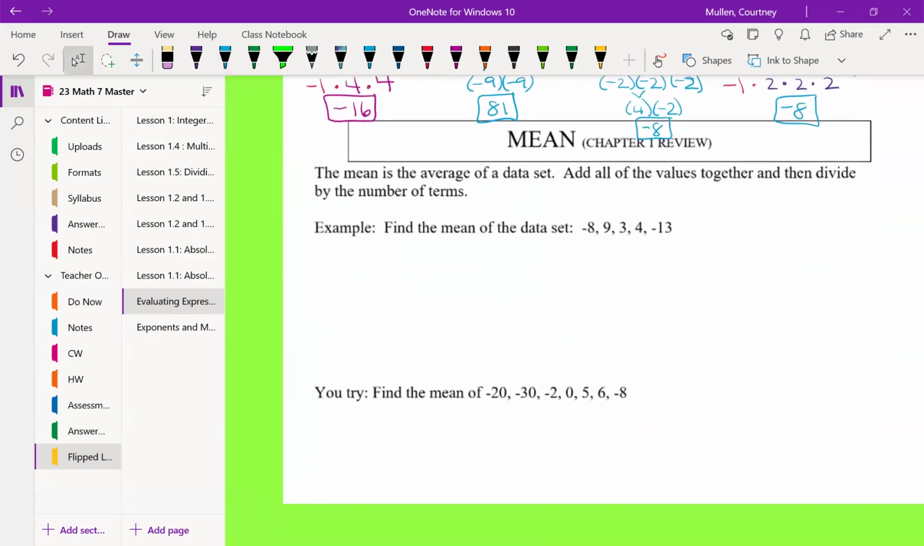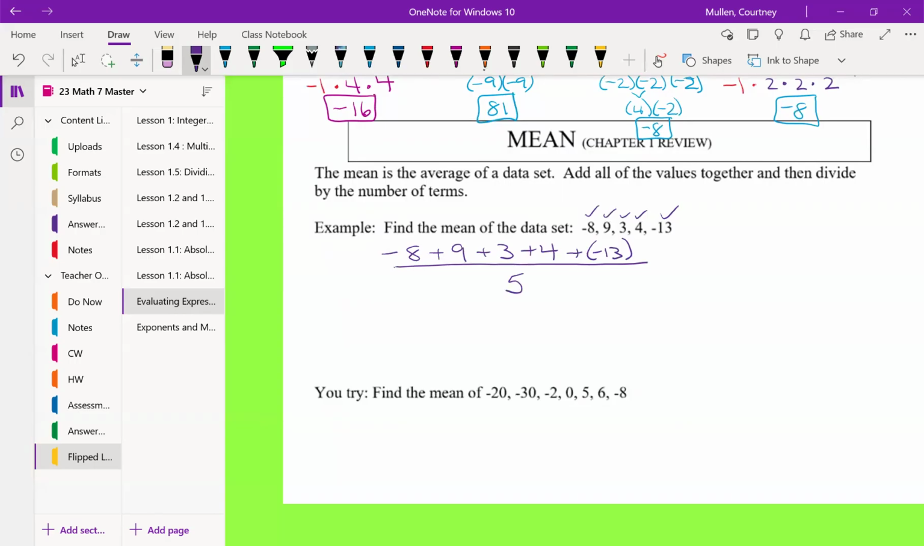Last review topic is finding the mean. The mean is the average of the data set. I'm pretty sure you're familiar with this. So add all the values together, then divide by the number of terms. So we're going to do the example together, and then you're going to try the you-try problem on your own. So find the mean of the data set. So first I'm going to add all the numbers in my data set. So negative 8 plus 9 plus 3 plus 4 plus negative 13. And I'm going to divide by the number of terms. Well, we have 1, 2, 3, 4, 5 terms.